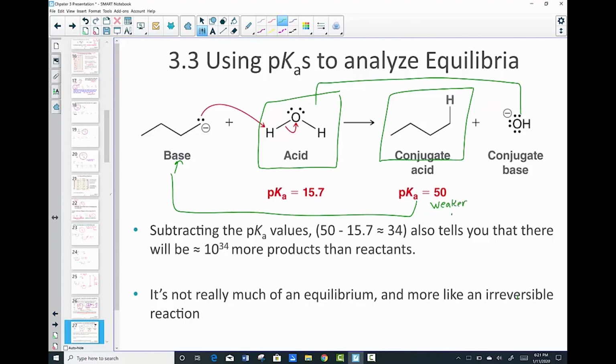And you can clearly see this reaction would be pushing in the forward direction. So much so, the magnitude is so different. A 15.7 compared to a 50. And if you subtract that, you get about 34. Well, that's 1 with 34 zeros after it. That's a really big number. So that really means that there's not much success at all in heading back to the left side of the equilibrium. Not much of an equilibrium. It's more like an irreversible reaction because the magnitude of the different pKa values is so significantly large.